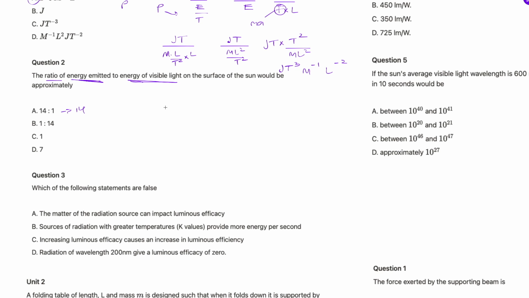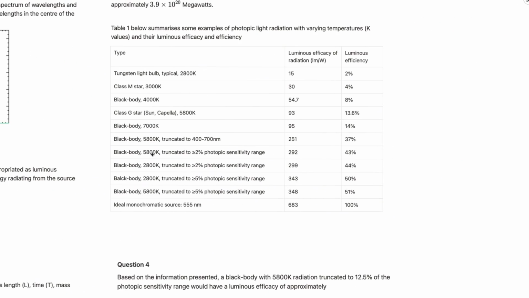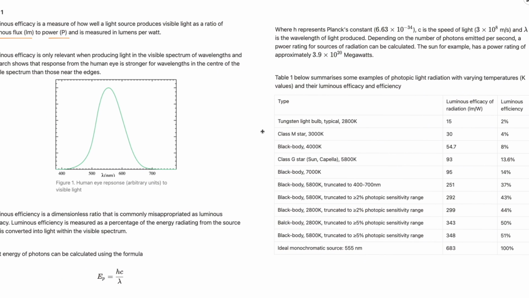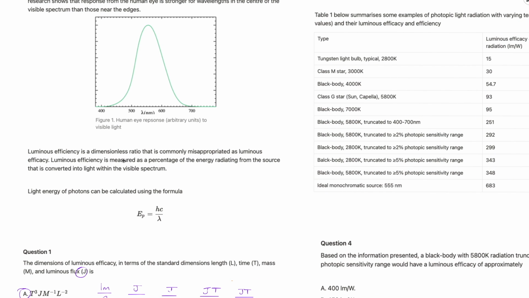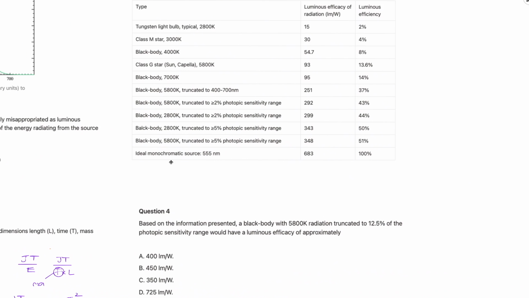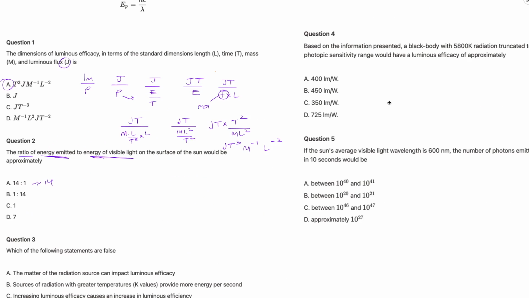So it did say in the stem that the two different numbers that we're given are efficacy and efficiency. And you'll notice that there were definitions of those. So we can see that efficacy is the ability of it to give light, whereas efficiency actually says here it's the dimensionless ratio that is commonly misappropriated. Luminous efficiency is measured as the percentage of energy radiating from the source that is converted to light within the visible spectrum. So if we look to the sun, we can find that just here as a class G star, and we can see that its efficiency is 13.6%, right?